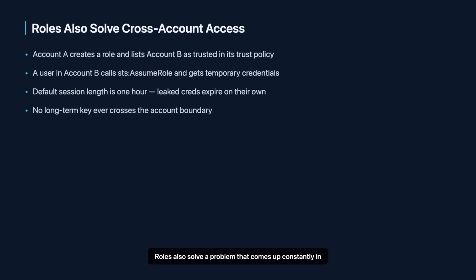Roles also solve a problem that comes up constantly in real engineering, giving people in one Amazon Web Services account access to resources in another. Account A creates a role and lists account B as a trusted principal in the role's trust policy. A user in account B then calls STS assume role and gets back temporary credentials. Those credentials are valid for, by default, 1 hour. So if something leaks, it expires on its own. And notice what never happens here. No long-term key ever crosses the account boundary.